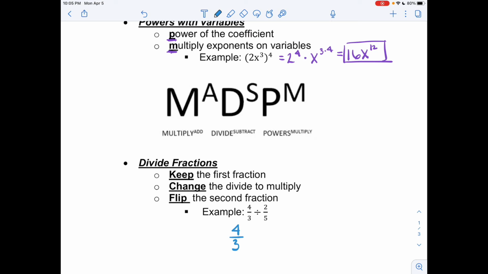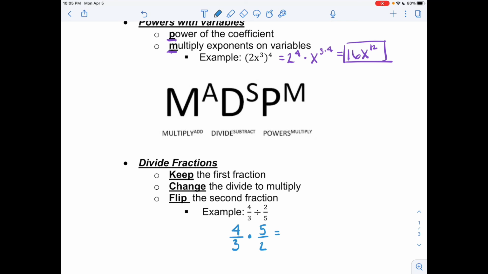I'm going to change the division symbol to multiply. So I'll put the dot for multiplying. And then I want to take the reciprocal of the second fraction. So 2 over 5 becomes 5 over 2. And the reason that we do this is dividing by a fraction is the same thing as multiplying by its reciprocal. And we know how to do multiplying fractions.